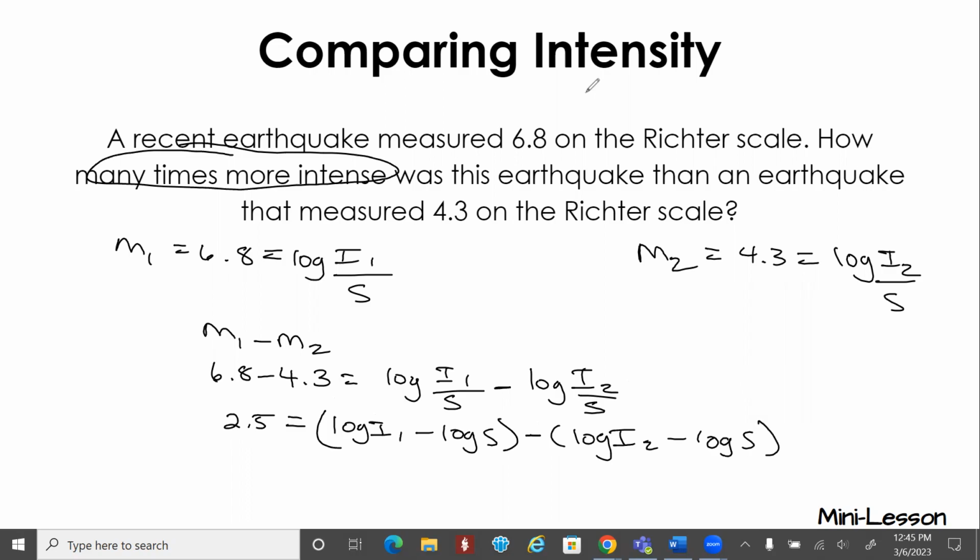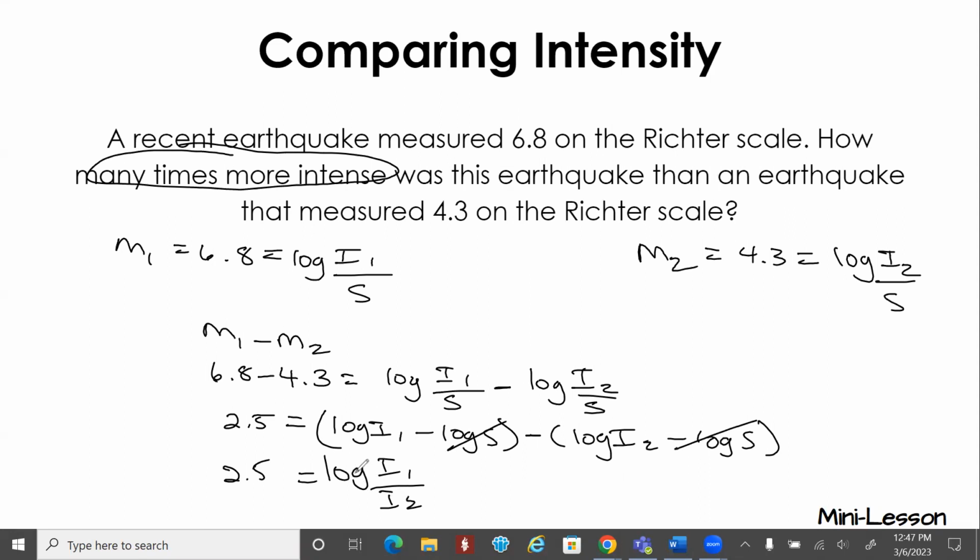Okay, friends. This negative can be distributed, and what's going to end up happening is you're going to have these cancel. Okay, so this is going to cancel with this, and then we're left with log of intensity 1 divided by log of intensity 2 is equal to 2.5.